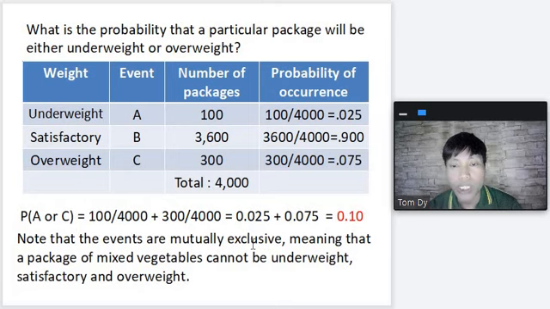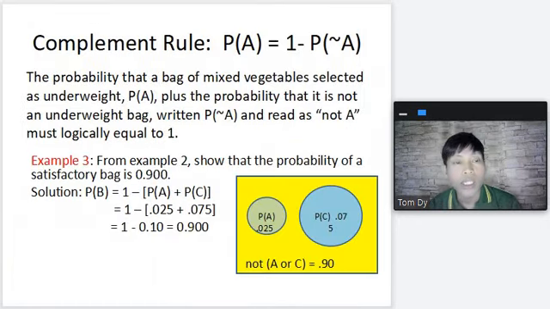Note that the events are mutually exclusive, meaning that a package of mixed vegetables cannot be underweight, satisfactory, and overweight. Furthermore, we have what we call the complement rule. In the complement rule, the probability of A is equivalent to 1 minus the probability of not A. So P of A plus the probability of not A, written as P not A, must logically equal 1.